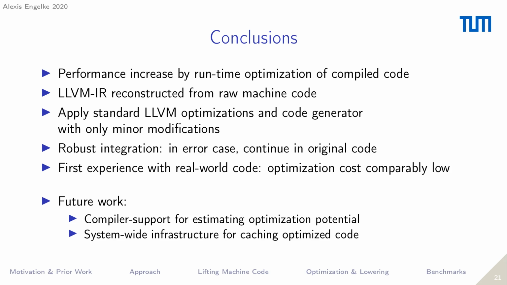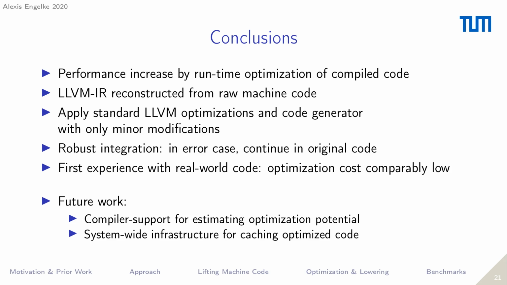To summarize, performance increases beyond traditional optimizing compilers are possible by using LLVM for runtime optimization of already compiled machine code. We showed how we reconstructed LLVM-IR from the raw machine code directly, so that it is possible to apply a standard LLVM optimization pass sequence, which only required minor modifications to work effectively in the new context. Our approach also allows for a robust integration into existing code. If it is not possible to perform optimizations for any reason, it is always possible to continue execution with the original code. First experience with adapting real-world code shows that the cost for optimization can easily be amortized.